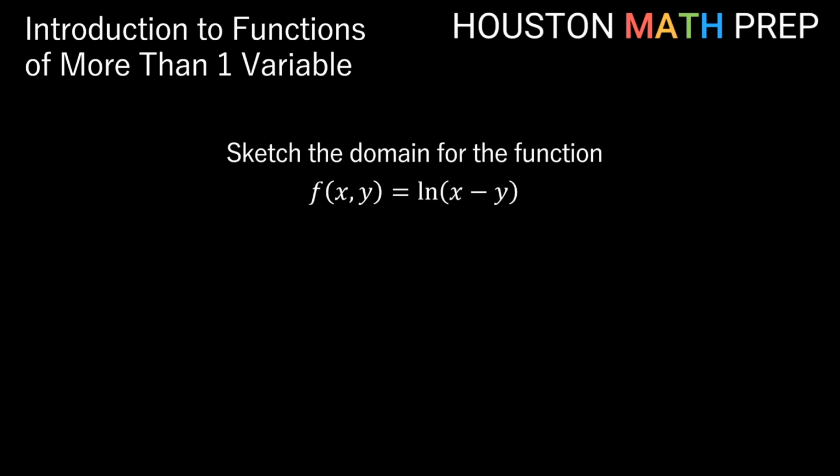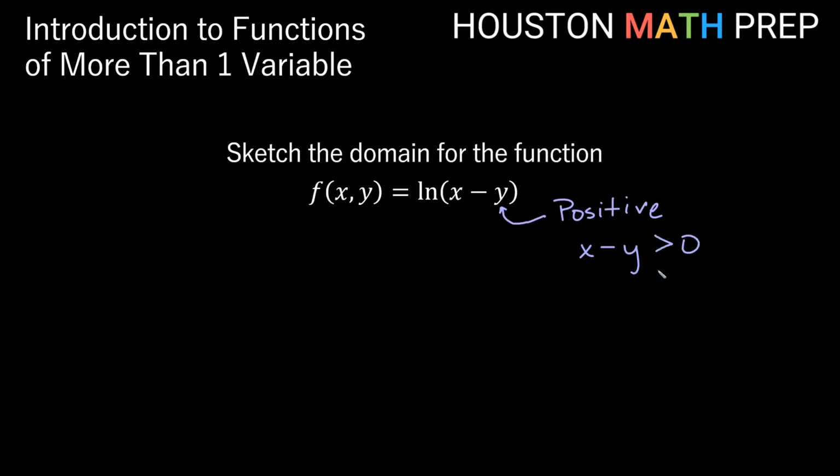Moving on to another type of function that has some restrictions on it. Here we're going to sketch the domain for the function f of x, y equals the natural log of x minus y. When we have a logarithm of some quantity, remember we can only take logs of positive numbers, so whatever's inside there needs to be positive. The way that we write something as positive is greater than 0, so the inside of our logarithm, x minus y, should be greater than 0.